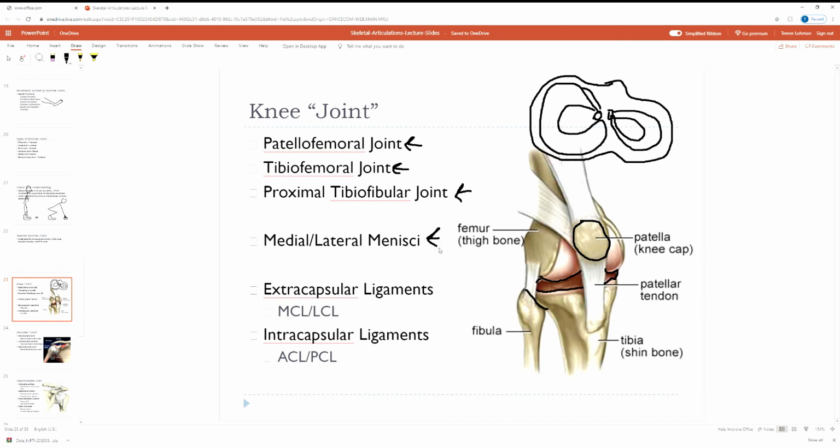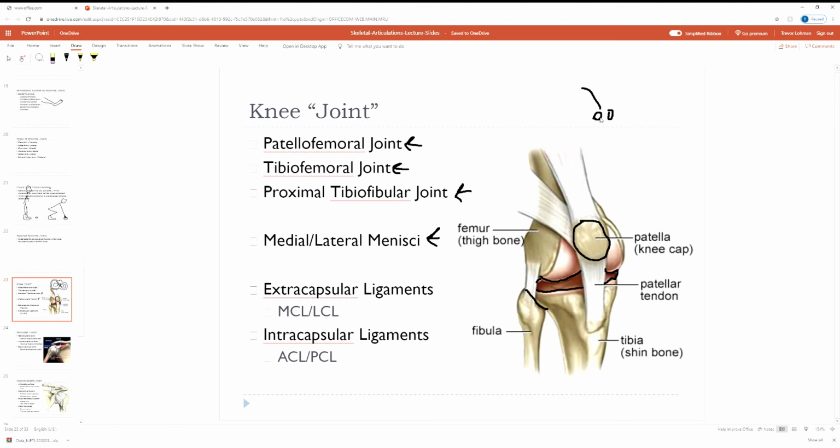We have a couple ligaments here that I want to talk about. Let's do MCL and LCL first. These ligaments exist outside of the joint capsule, so they're called extracapsular ligaments, and they're called the medial collateral ligament and the lateral collateral ligament.